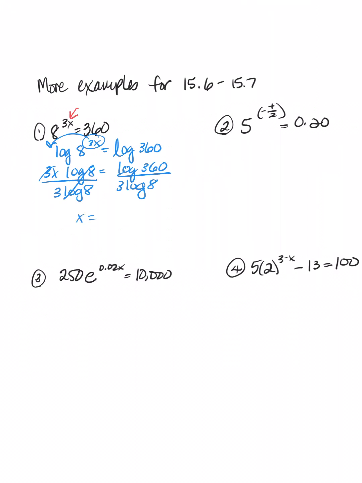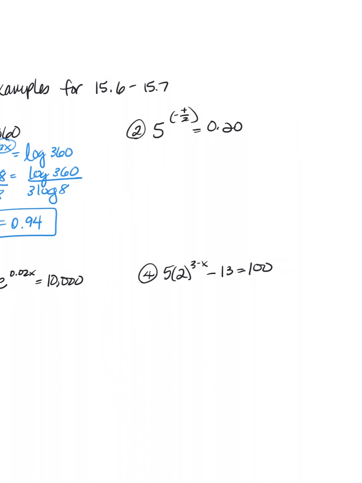now I want to make sure to type this in my calculator very carefully: log of 360, enter, and then I'm going to do 3 times the log of 8, and I'm going to divide them. And what I get is 0.94. We're going to just round to 2 decimal places. So there's that answer. Let's try another one like this.